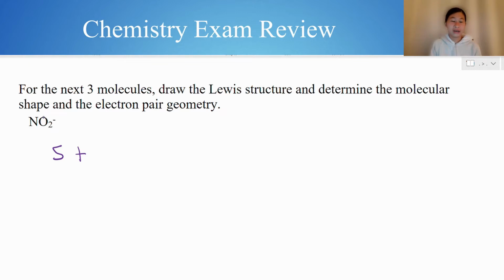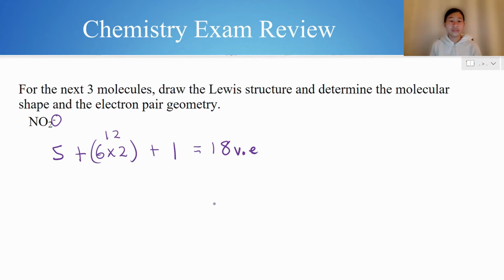So each oxygen atom has 6 valence electrons. However, because there are 2, we'll do 6 times 2 for oxygen. And then this molecule has an overall negative charge, so we add another valence electron. So 5 plus 12 plus 1, that is going to be 18 valence electrons.